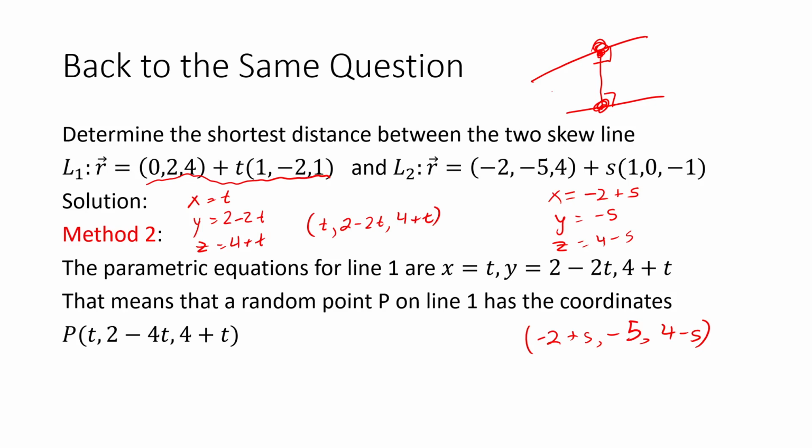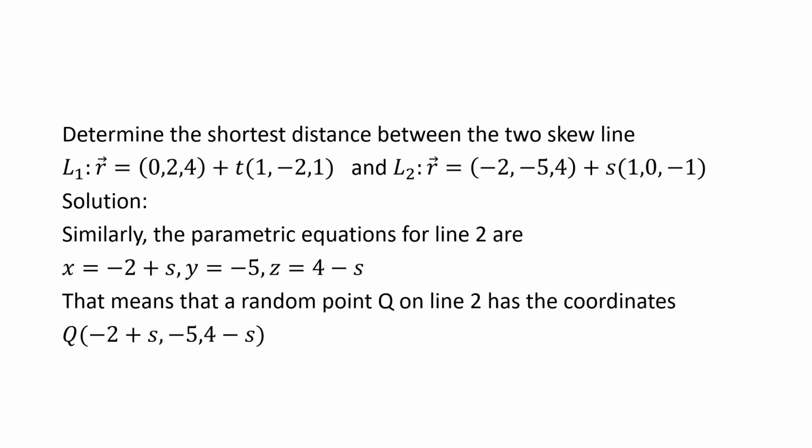Okay? So what we have written here is that the parametric expressions for line 1 are shown here, and that any random point P on line 1, as I stated earlier, will have these coordinates. And then similarly, the parametric equations for line 2 are as I stated earlier, and so any random point Q on line 2 will have these coordinates.